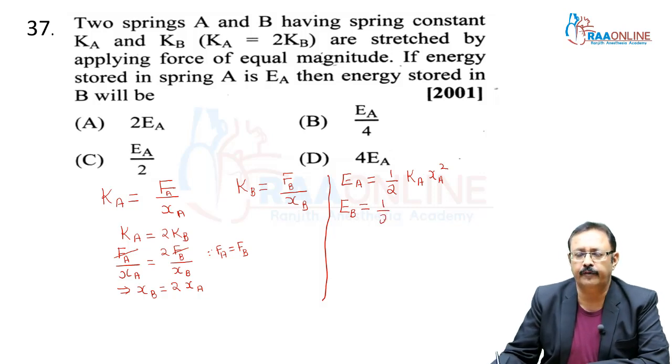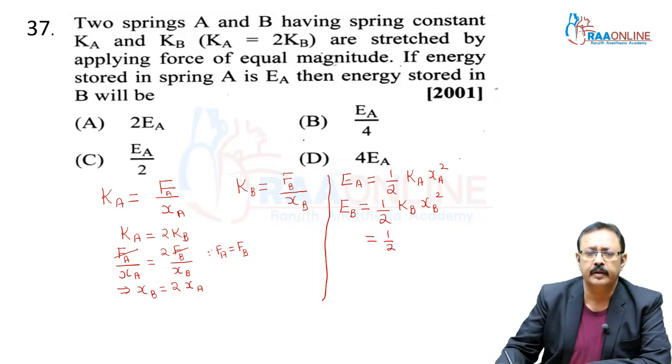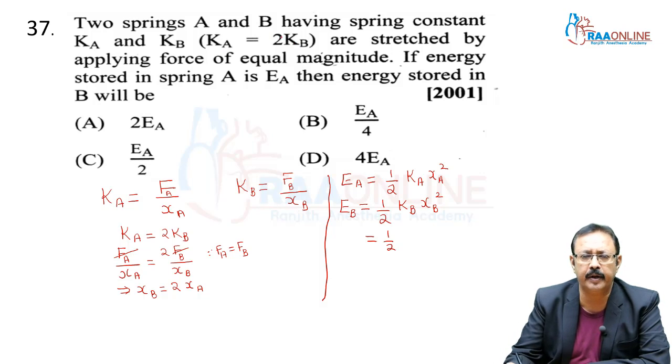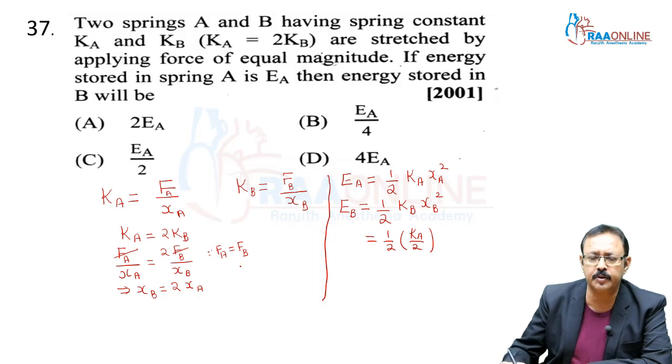It should be half Kb Xb square. What are they saying about Kb? They are saying Kb is Ka by 2. So I am writing Ka by 2. What about Xb? They are saying it is 2Xa.